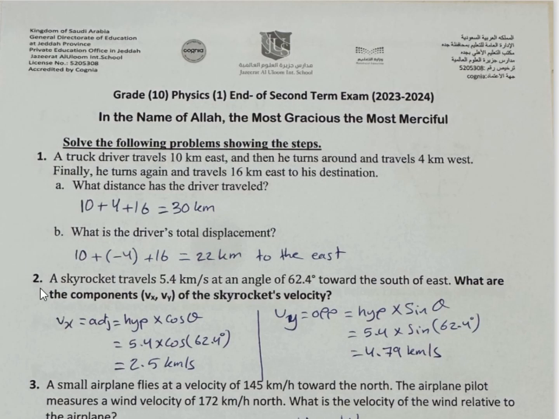Let's answer the second question. A skyrocket travels 5.4 kilometers per second at an angle of 62.44 degrees. So this is the hypotenuse and this is theta, because it is the degree. Okay, you have to find what? You have to find the rocket's velocity components, both components, Vx and Vy.